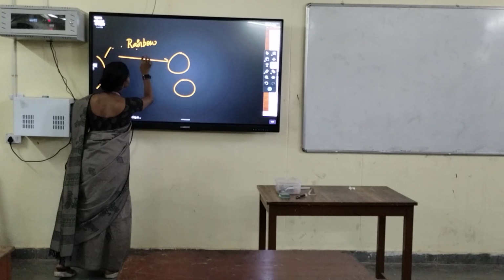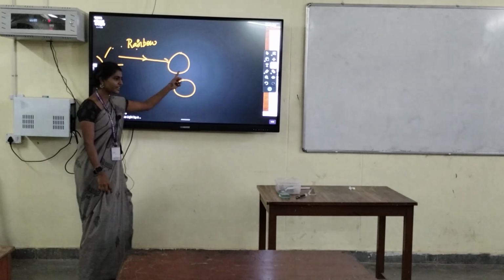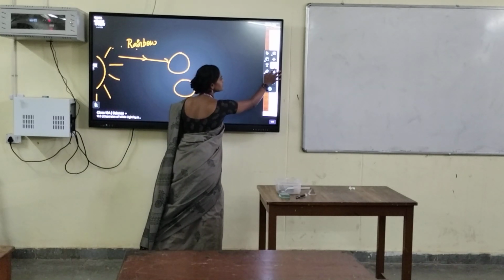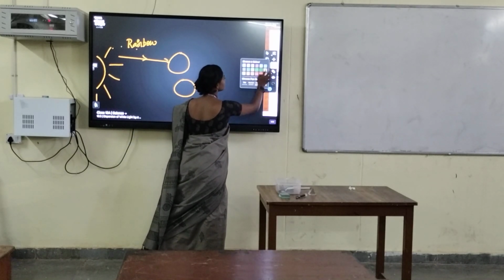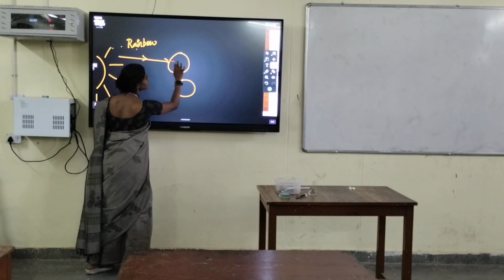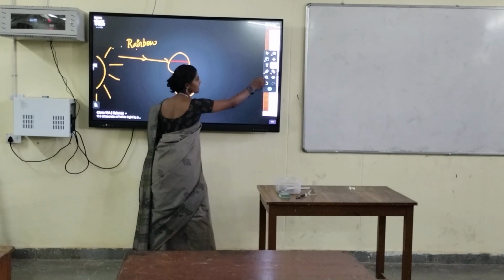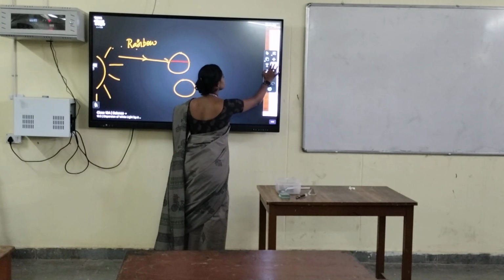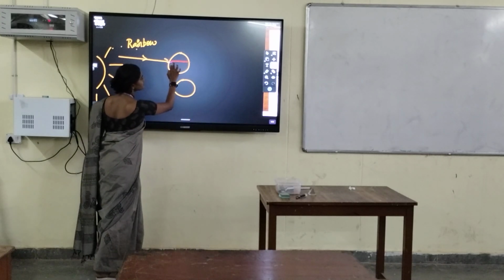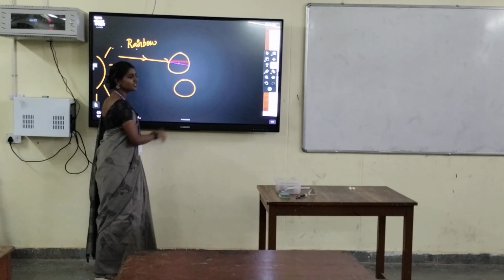Of the raindrop. Now what happens? Dispersion happens. Red light travels faster or slower? So this is the direction of the light.